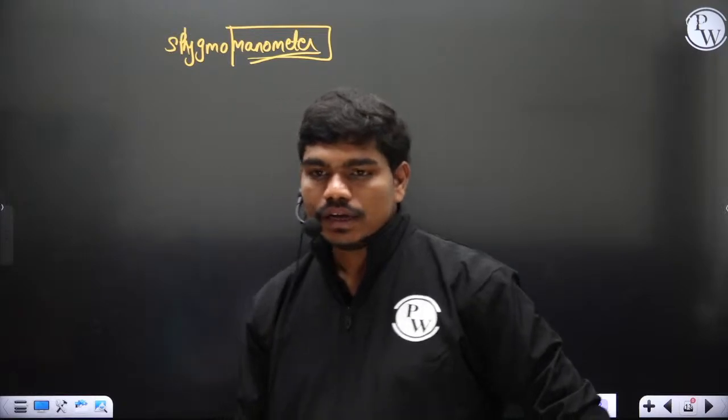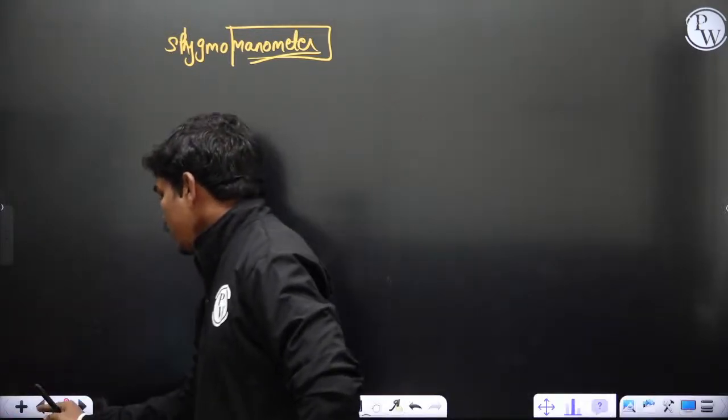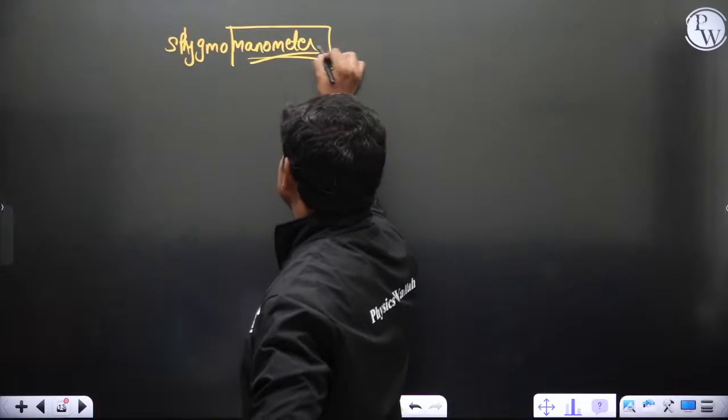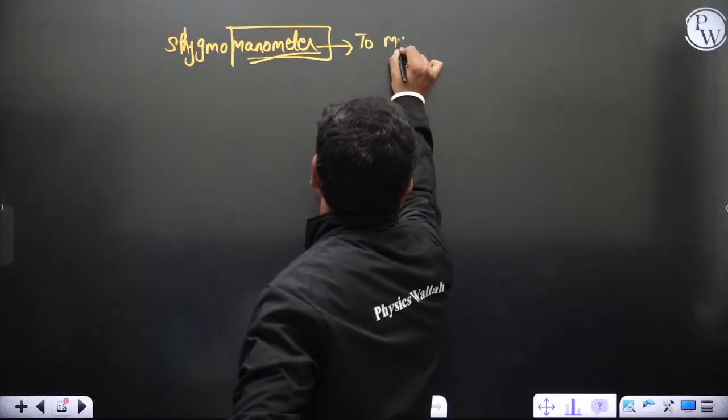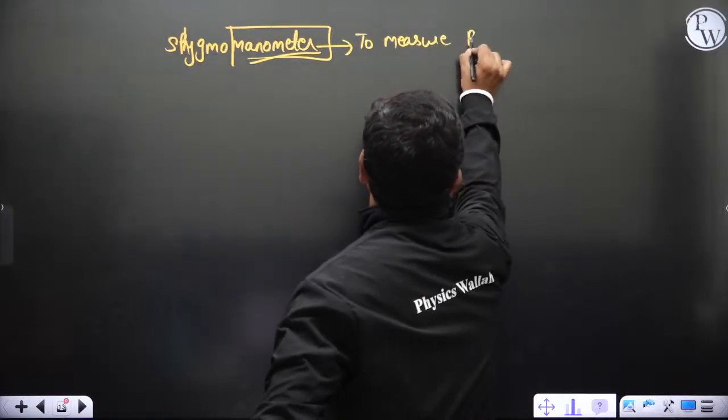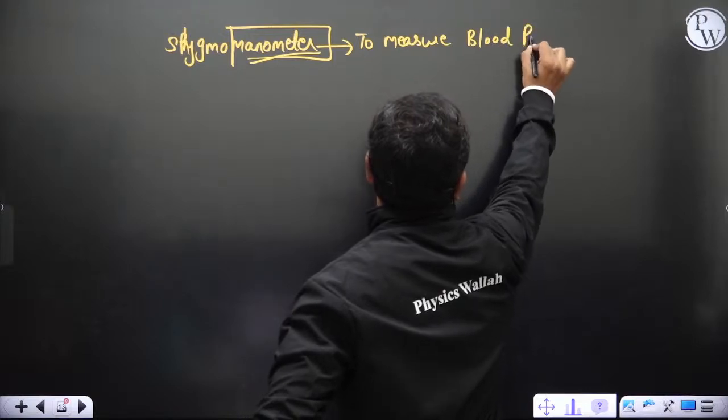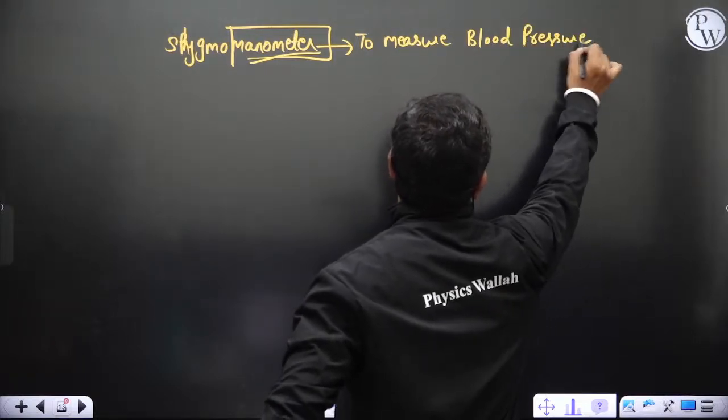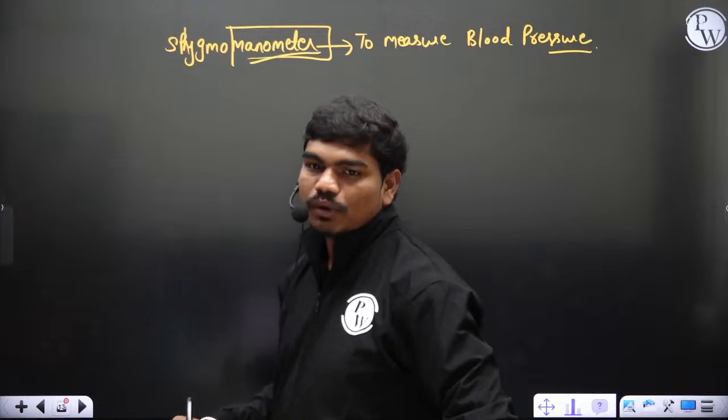Clear to all of you? Okay, now anyway, you can see, now coming to this, this is basically a device to measure blood pressure. Fluid mechanics, solid mechanics, all these things are really very important applications actually.